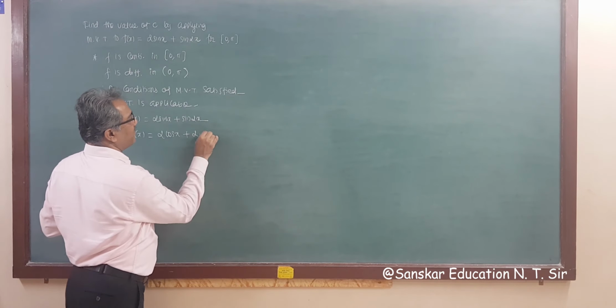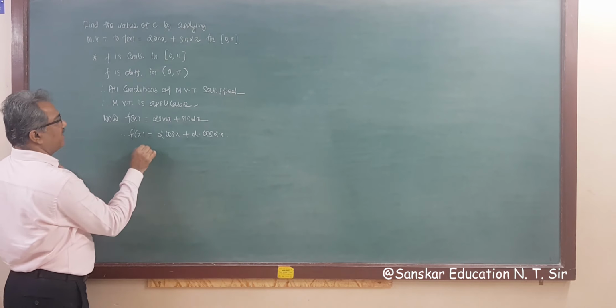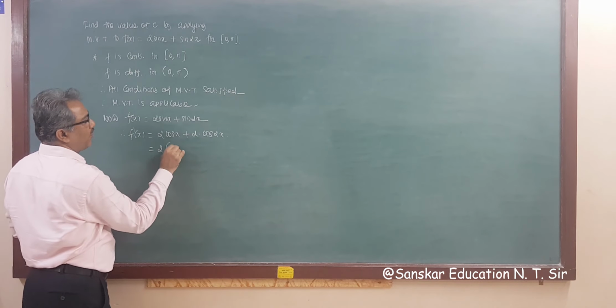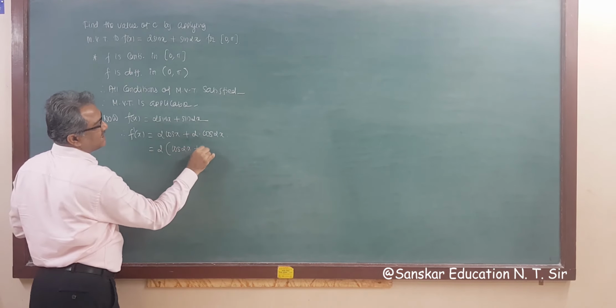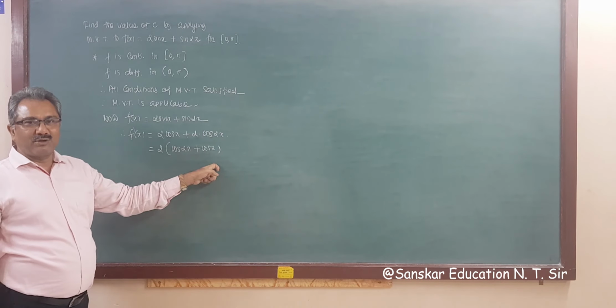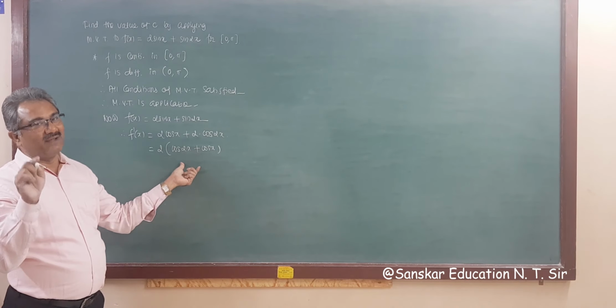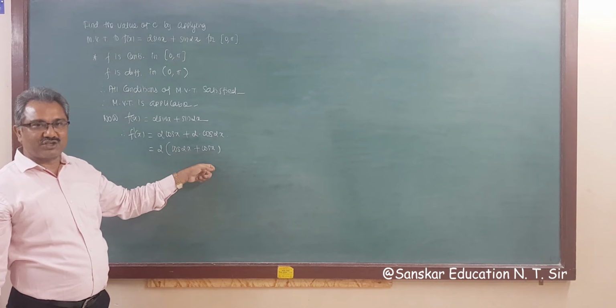So this is 2 times cos 2x, right? So taking 2 common, this is 2 (cos 2x plus cos x). I am writing this cos 2x first, then this, because in trigonometry you have to remember this thing also, that you have to keep always a big angle first, right?